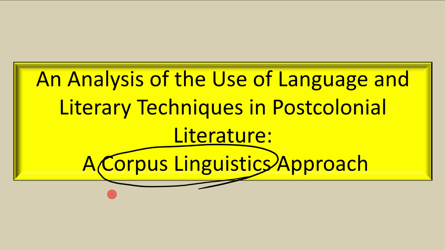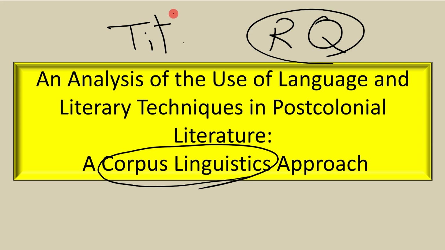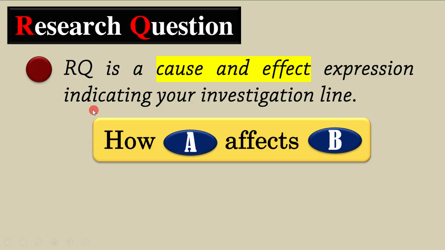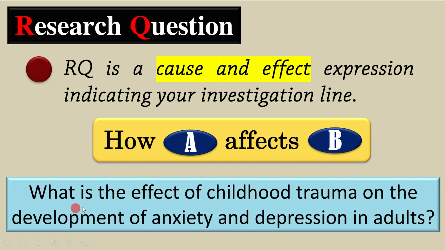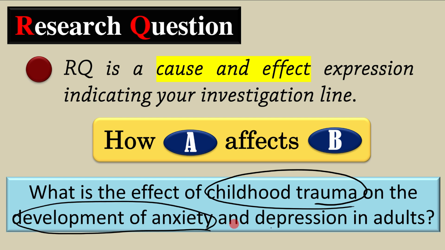Now let's have a look at the research question and then compare the research question with the title and learn more about them. I already mentioned the research question is a cause and effect expression indicating your investigation line, always in the form of a question. How A affects B or how B is affected by A. Something like this. What's the effect of childhood trauma on the development of anxiety and depression in adults? Childhood trauma is the cause and development of anxiety and depression in adults is the effect. It's good, in the form of a question also.